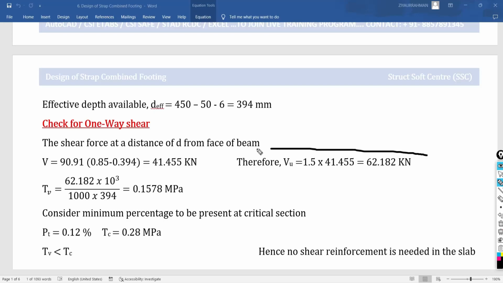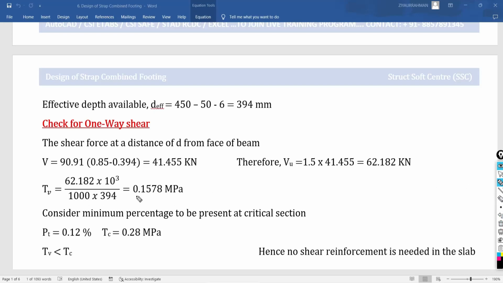This is your ultimate shear force at a distance of D from the face of your column for the one-way shear check. Now, nominal shear. How much nominal shear is going to be developed at that particular section? It is going to become 62.182 into 10 raised to 3, the shear force at that point, divided by 1 meter width multiplied by the effective depth of your foundation. So we are getting the nominal shear at that one-way shear section.